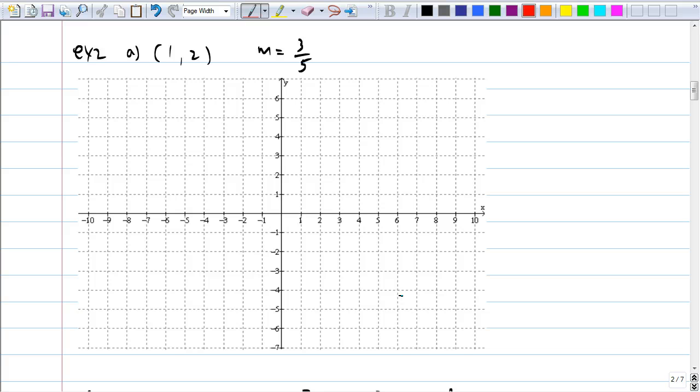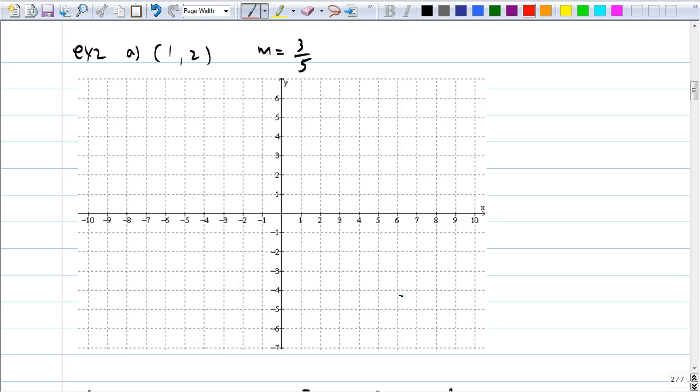If you have a graph paper right now, that's great. If you don't, it's okay. You could just do it on your notes. Can you guys sketch the line? By the way, how come I need to give you a point? Why can't I just give you the slope of 3/5 and say graph this line? Why can't I do that?